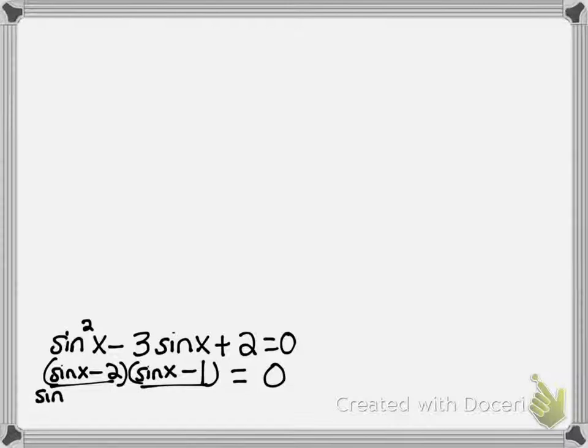So the first would be sine equals 2, which is no solution. And this would be sine equals 1, and then you would go to your unit circle to get your values when sine equals 1. All right, so hopefully that was a quick review of all of the things that you need the most review with, and anything else we will definitely go over.